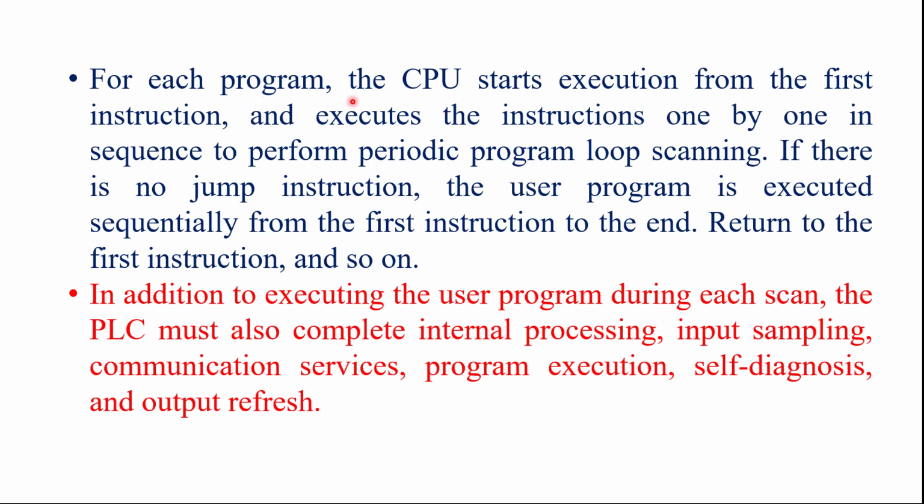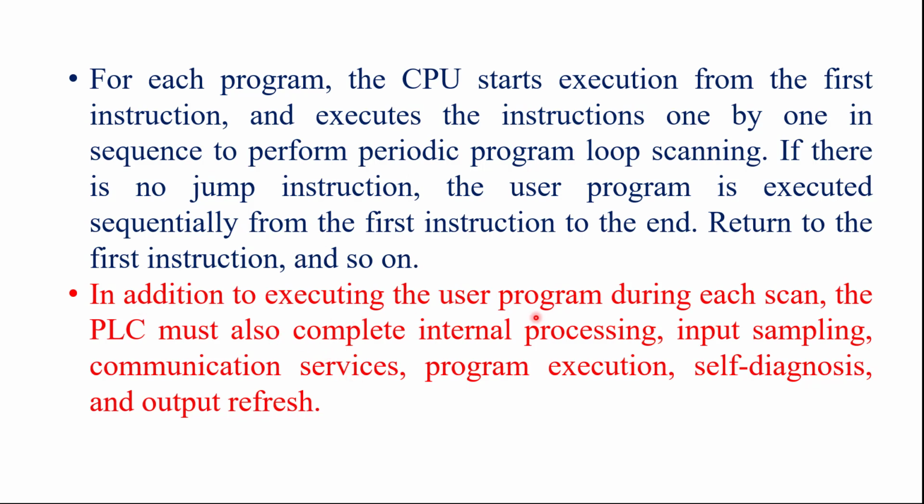When we start the PLC, the CPU gets started and starts execution from the first instruction and executes the instructions one by one in sequence to perform periodic program loop scanning. If there is no jump instruction, the user program is executed sequentially from the first instruction to the end. At the end of the instructions, the CPU again returns to the first instruction and so on. In this way, the CPU performs the scanning, and this is called the scan cycle of the CPU.